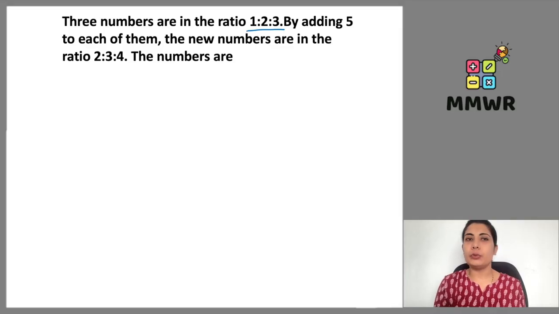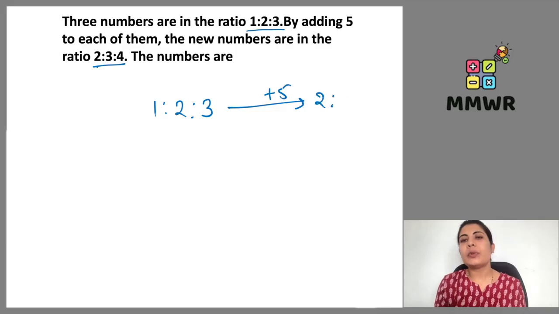Next example we have, 3 numbers are in the ratio 1:2:3. By adding 5 to each of them, the new numbers are in the ratio 2:3:4. 1, 2, 3 was the old ratio. After adding 5, the new ratio has become 2, 3, 4. Look, the difference is the same. 1 to 2, 1. 2 to 3, 1. 2 to 3, 1. 3 to 4, 1.